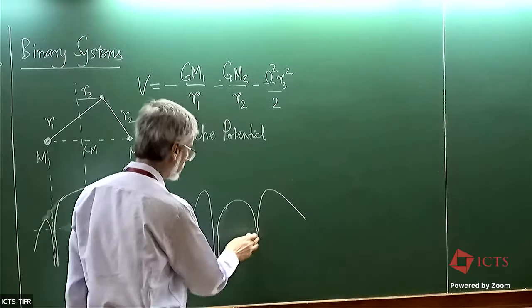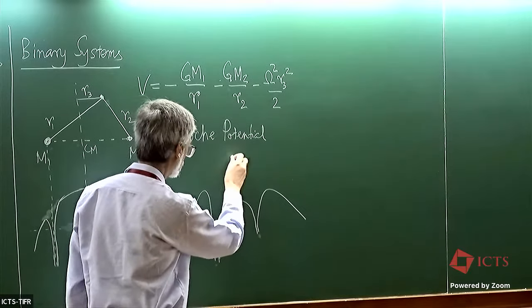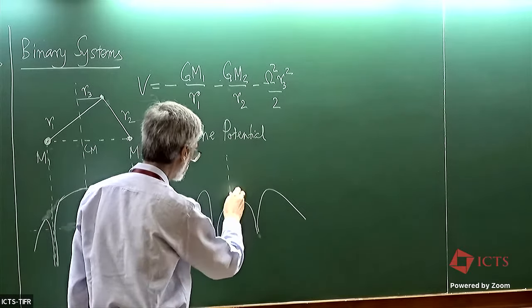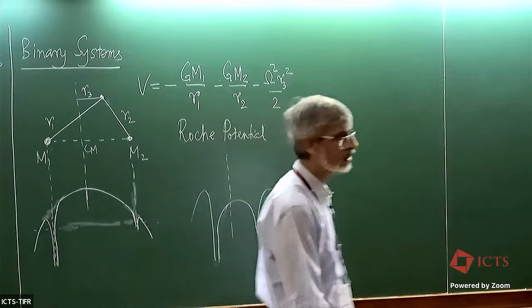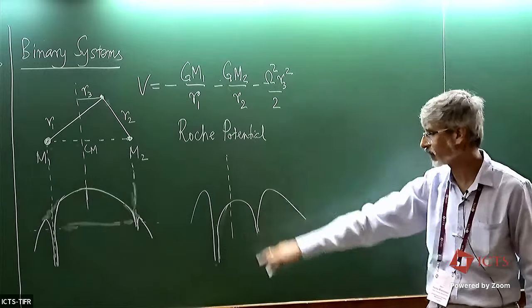Remember, there are two stars. One star is sitting here, one star is sitting there. They're spinning around a common center of mass which passes through this point.